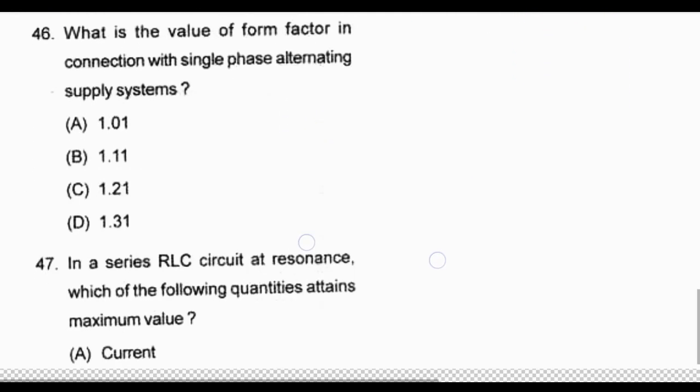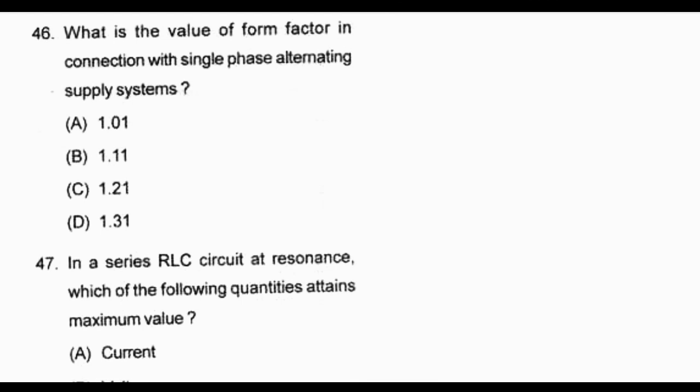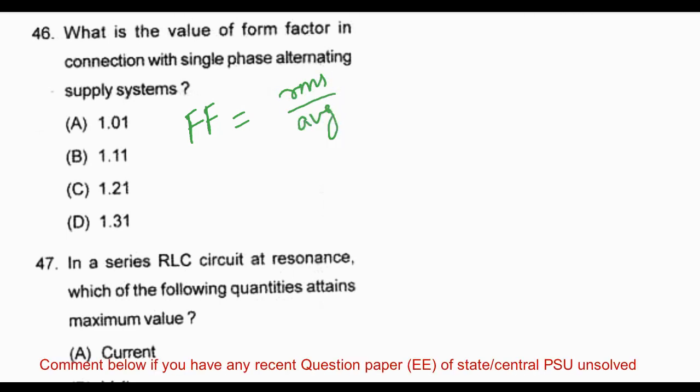Next question is, what is the value of form factor in connection with the single phase alternating supply system? So the single phase alternating system is the sinusoidal wave, and form factor is given as RMS value by average value. In case of the sinusoidal wave, RMS value is Vm by root 2, and the average value is 2 Vm by pi, and this is for the half wave, because in case of full wave the average value will be 0 and the form factor will be infinite.